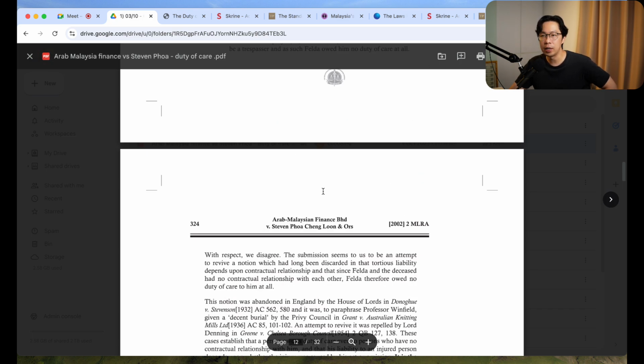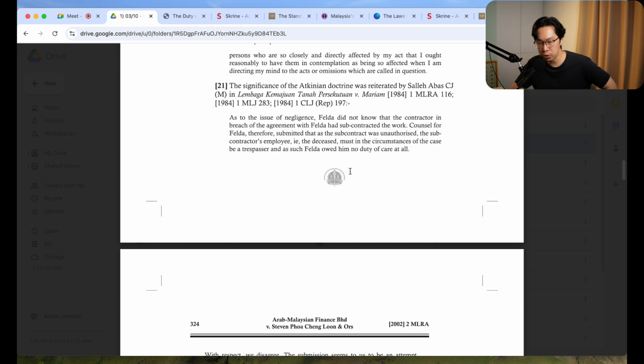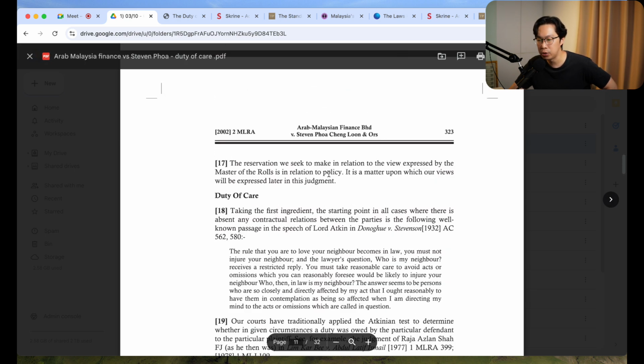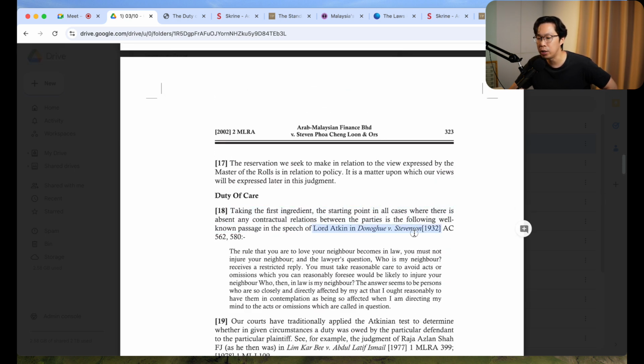Summarize it in your own words. And okay, if you don't want to, you just want to read, also can. But I want you to learn to use the language. What is duty of care? How do you talk about Donoghue v Stevenson?